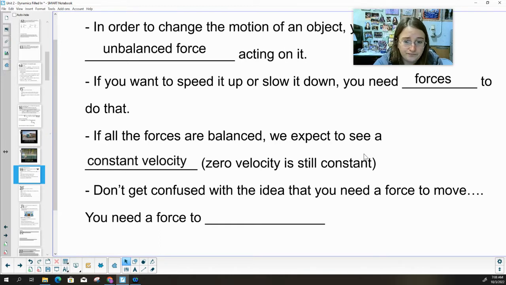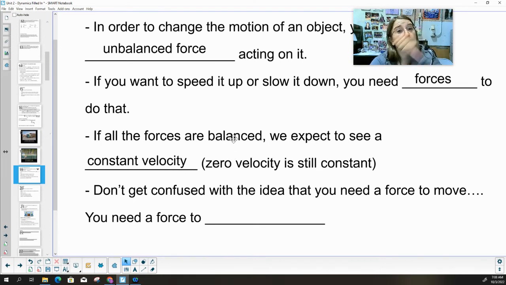Yeah, if I'm pushing equally in 2 directions, they cancel out. What we expect to see is a constant velocity. Now, 0 velocity is still constant, but remember, I could be going 5 meters per second, and if I have a balanced force acting on me, it's not going to change, actually, right? Constant velocity means no changes to our motion. If I have a constant velocity, that's going to stay the same.